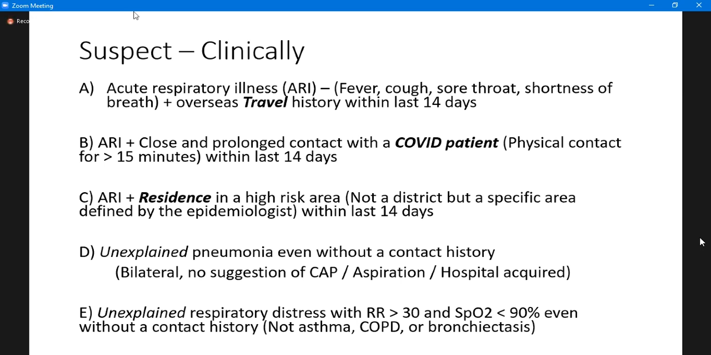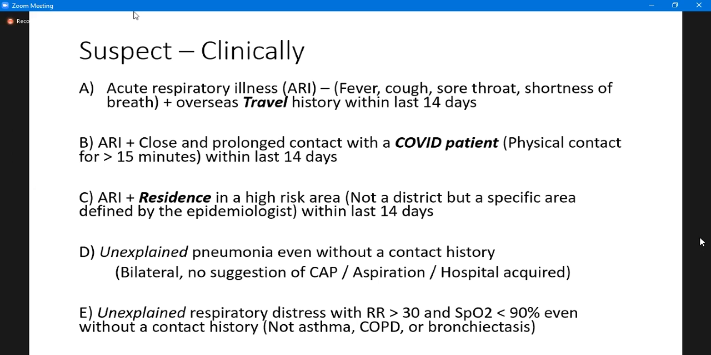Again, I'm sorry, I forgot to mention, with acute respiratory illness with close contact of a COVID patient in criteria B. Now, what is close contact? Close contact is not seeing them at a distance or something, but it is required that the person with acute respiratory illness has to be in contact with the COVID patient for more than 15 minutes, and there has to be close physical contact as well.